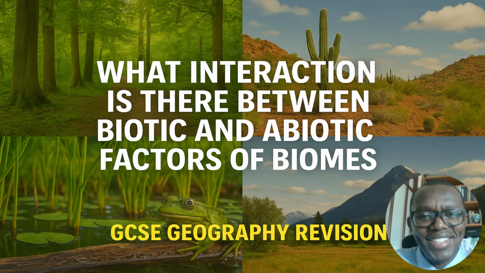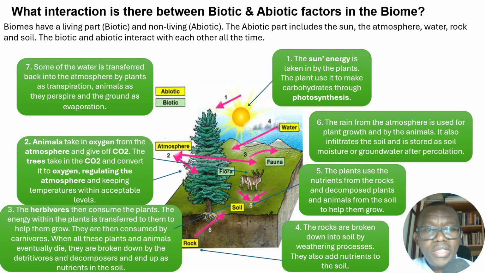Okay, let's get started. So the next thing that our specification requires us to know is the interaction between biotic and abiotic factors within the biome. So biomes have a living part, which is the biotic part, and then a non-living part, which is the abiotic. Now the abiotic part includes the sun, the atmosphere, water, rock, and the soil. And the biotic and abiotic interact with each other all the time.